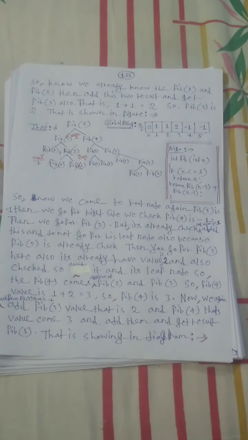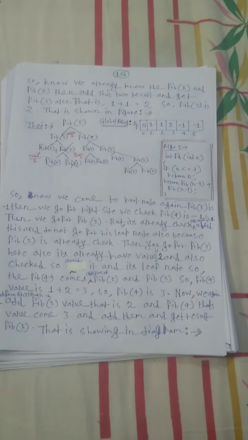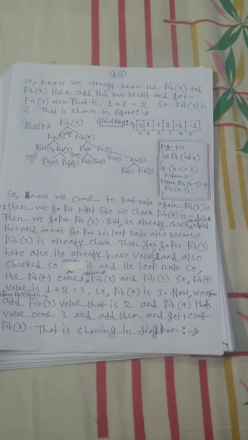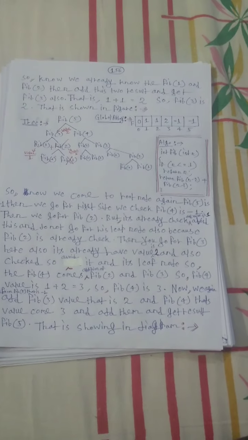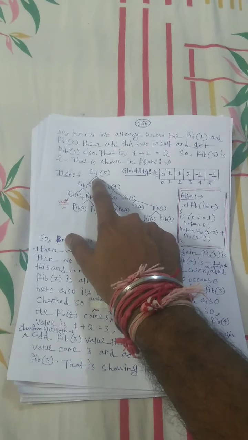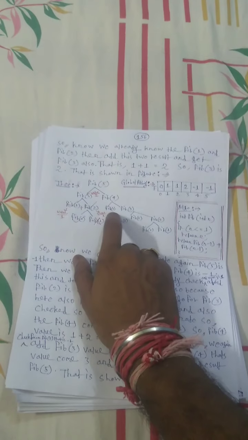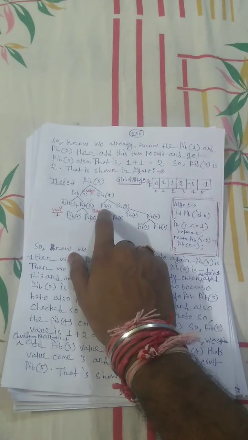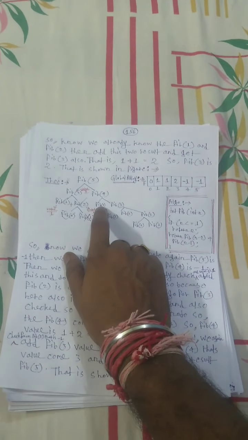Now we come to the root node again. Fib 5 is -1, then we go to the right side and check fib 4, which is also -1. Then we go to fib 2, but it is already checked. When we come to the fib 5 root node again, we check and it is not known, then fib 4 is also not known, but fib 2 on the right-hand side is already known, because on the left-hand side fib 2 was already checked.